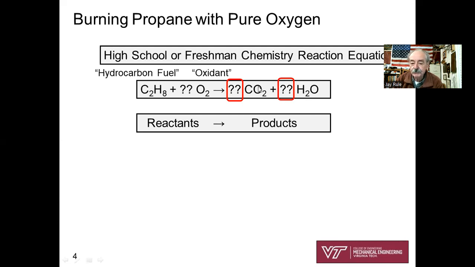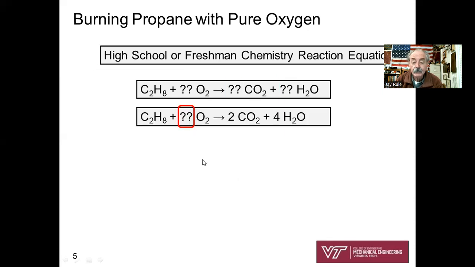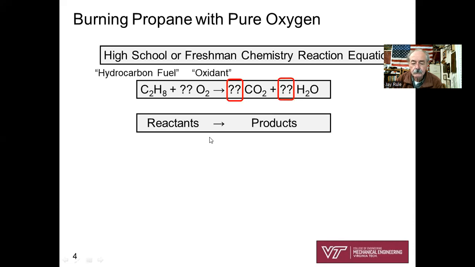And so your job was to figure out what's the numerical question mark here and what's the numerical question mark there. And that'll complete your burning of a hydrocarbon fuel with pure oxygen. Okay, and so the question is, whoops, there we go. I missed a slide. The first step is to figure out these two question marks on the right-hand side.